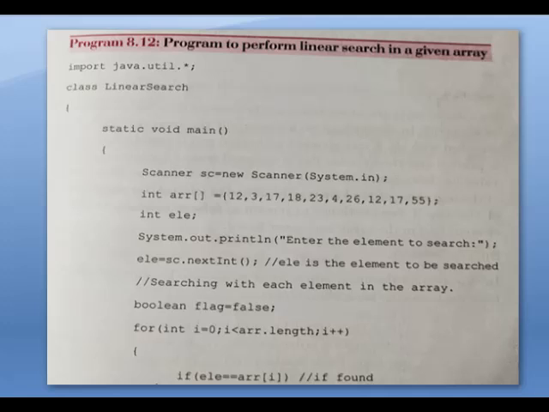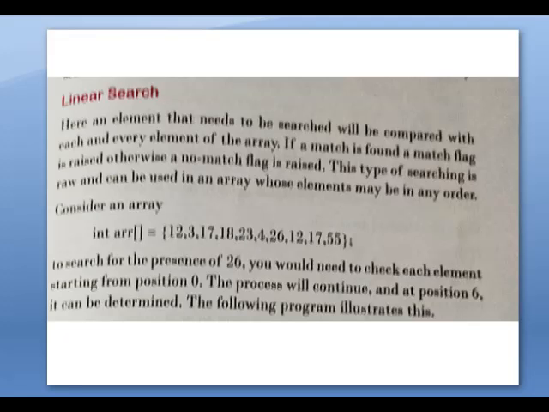So searching means... Before going to see the linear search program, we are going to see what is called linear search. In linear search, an element that needs to be searched will be compared with each and every element in the array. If it finds a match, a flag is raised, otherwise no match, flag is raised. This type of searching is raw and can be used in an array whose elements may be in any order.